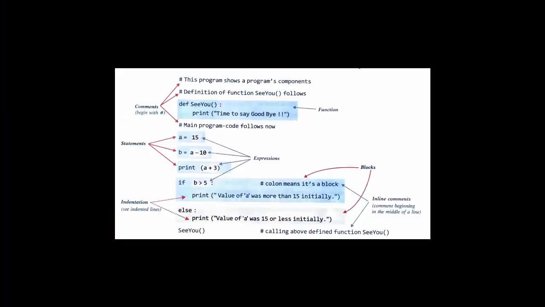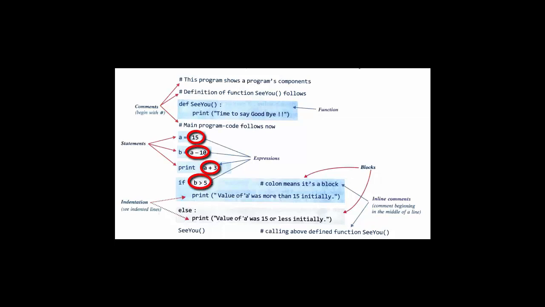Okay, now let's have a look at the structure of a Python program. We're going to read about these five things right now: comments, statements, expressions, indentation, and blocks.